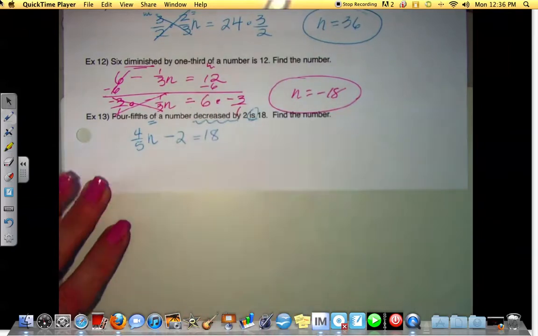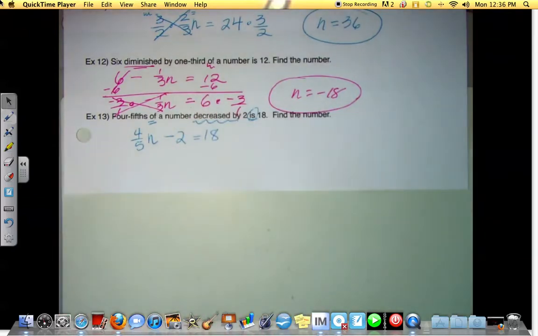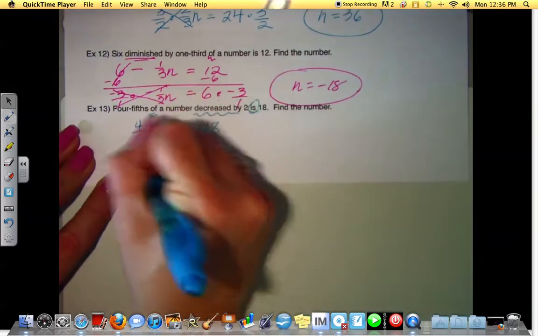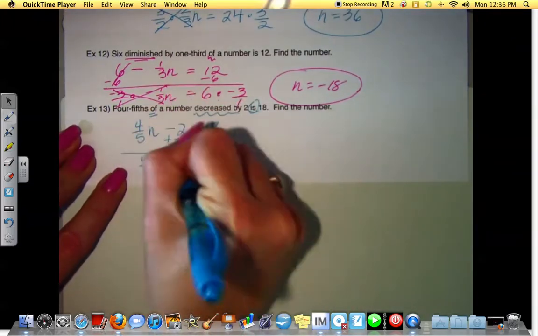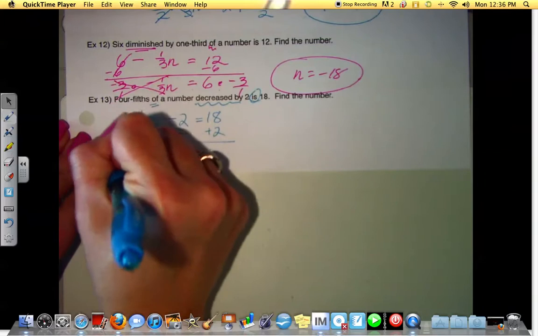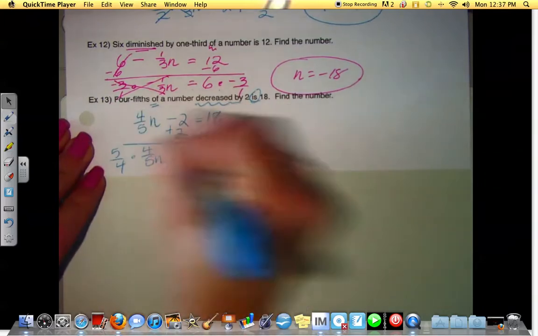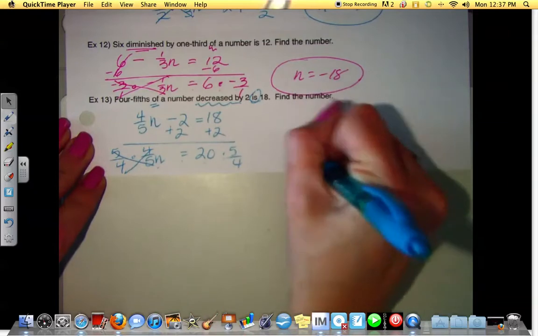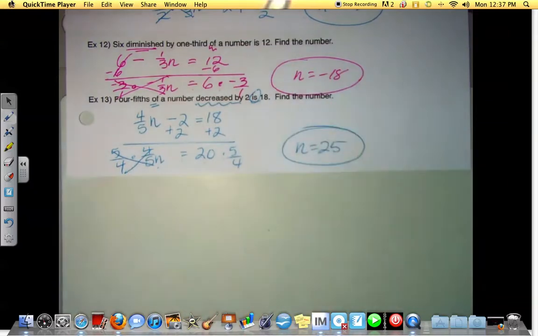Equals 18. Everybody agree? So you'd add 2 to both sides. So we have 4/5 n equals 20. Now what? Multiply by the reciprocal. Very good. So n equals 20 times 5 divided by 4. Questions? Okay.